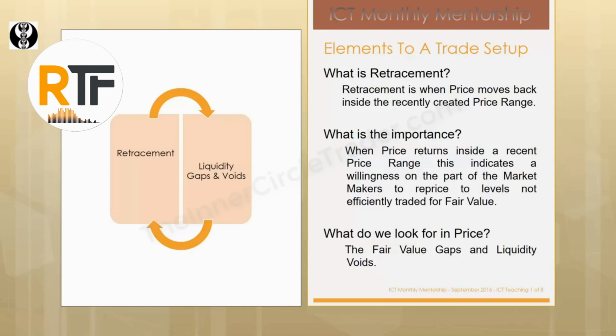Retracement is when price moves back inside the recently created trading range. The market makers are willing to reprice to levels of inefficiency where buying and selling were not both offered equally. Remember, during expansion, price is moving away from equilibrium quickly, meaning only one side was being offered, either buying or selling, not both. This leaves a fair value gap, which is our reference point for retracement.